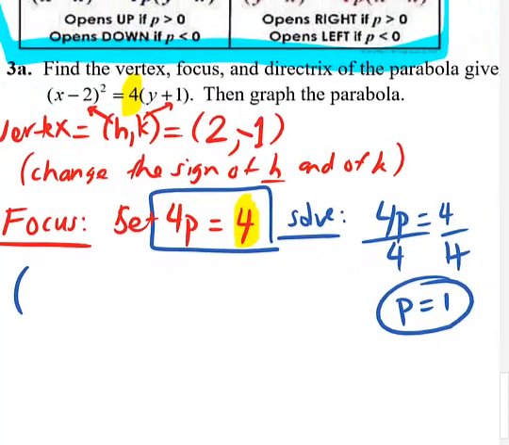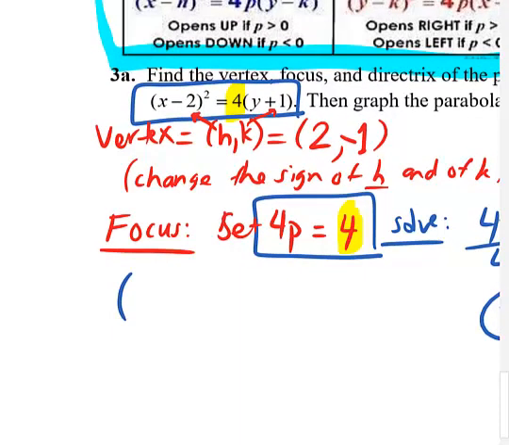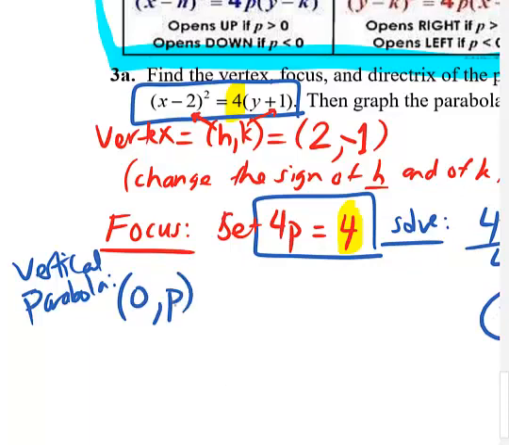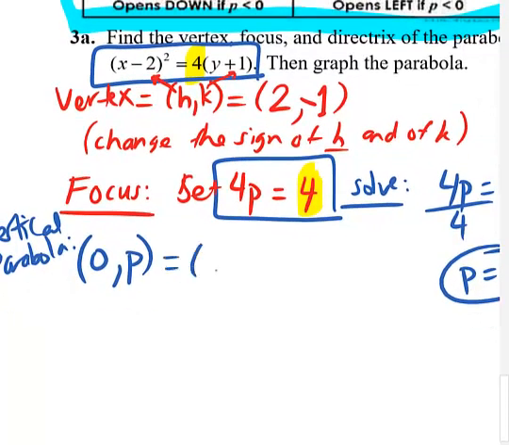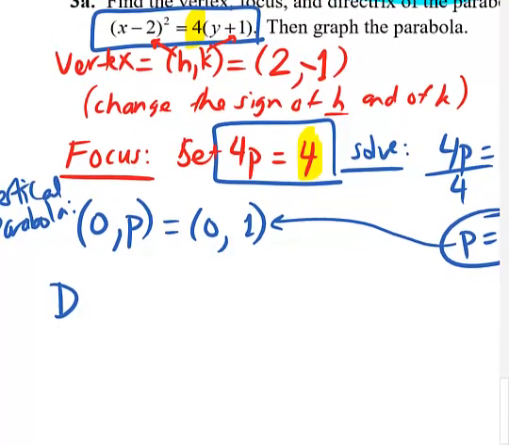There we go. That means that the focus should be... let's see, what kind of parabola is this? x is being squared in the equation, so that means this should be a vertical parabola. So the focus should be (0, p). So (0, and we just found out that p was 1, so that must be the guy. And then the directrix, did they ask for that? Yeah, okay, directrix.